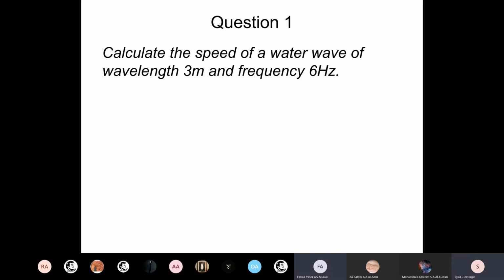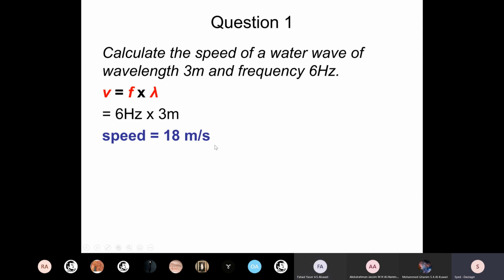Yes. Calculate the speed of a water wave of wavelength 3 meters and frequency of 6 hertz. We divide 3 by 6, so it will be 18. Times, not divide. 3 times 6 equals 18. 18 what? 18 meters per second. Speed equals frequency times wavelength. 6 times 3 is 18 meters per second. Well done. Give yourself a tick on the PowerPoint.